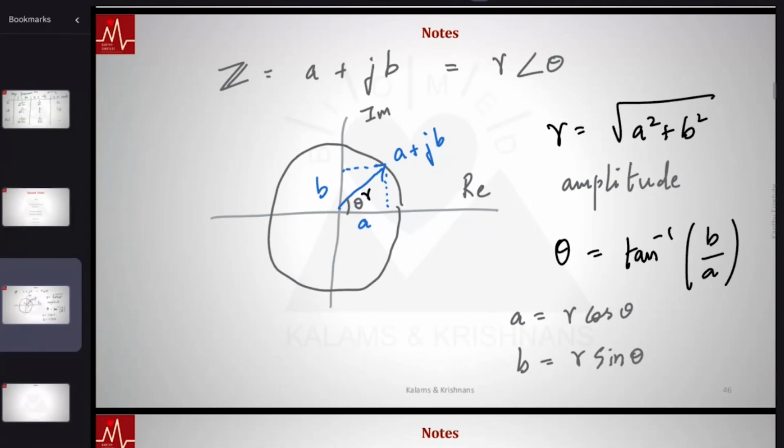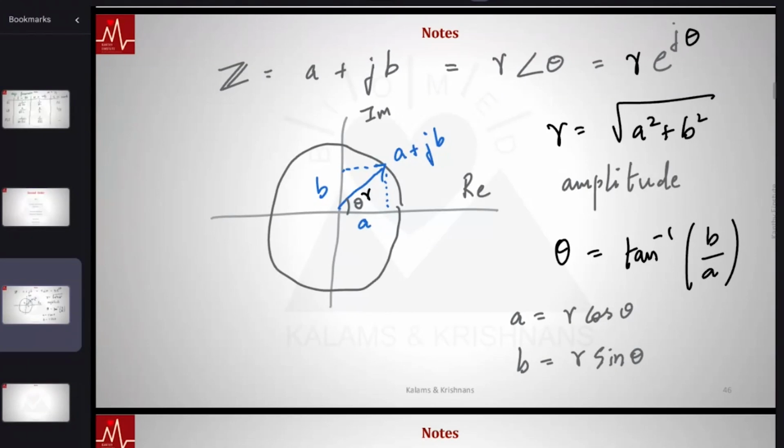Sometimes we also write it in a different form. This is actually Euler's form, polar form. This is e power j theta. Notice the phasor convention, the shortcut for r into e power j theta is this: write the amplitude and write that angle, or the phase, next to it.